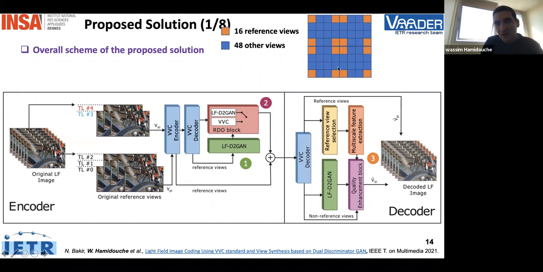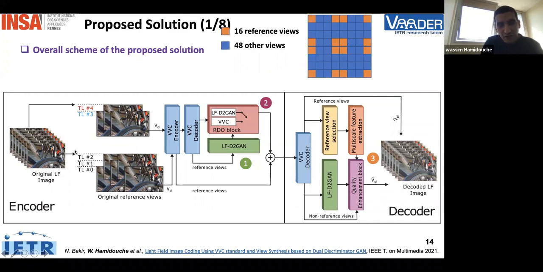And these views are decomposed into two sets. As you can see here, orange views represent the reference views, and the blue views represent the no reference views. And here, the reference views are carefully selected to be at the corner of each quad block of the light field image. So then how will we encode these reference views and these no reference views?